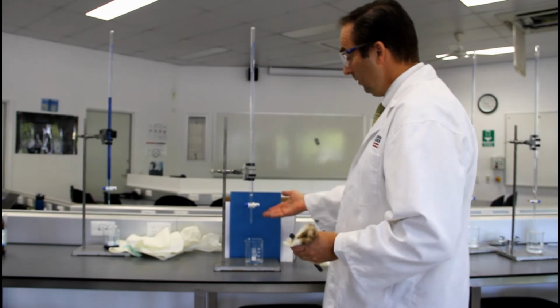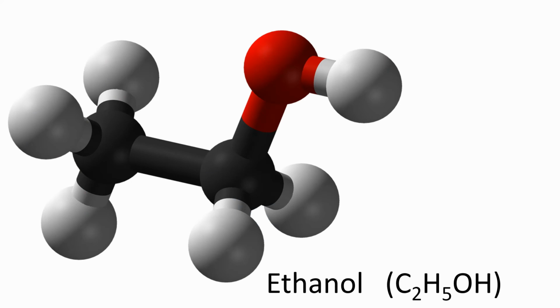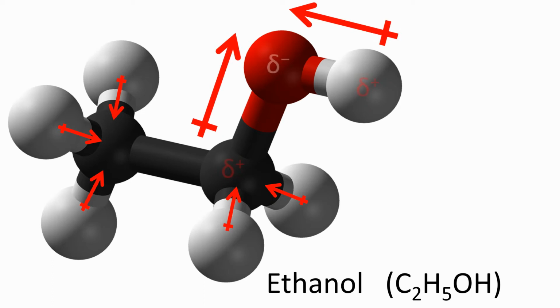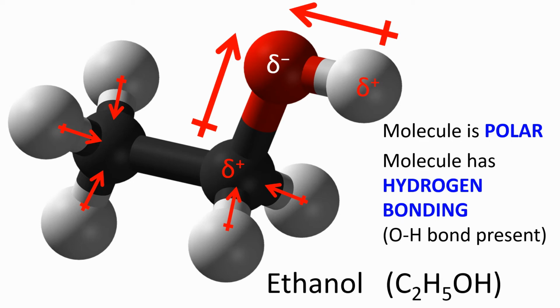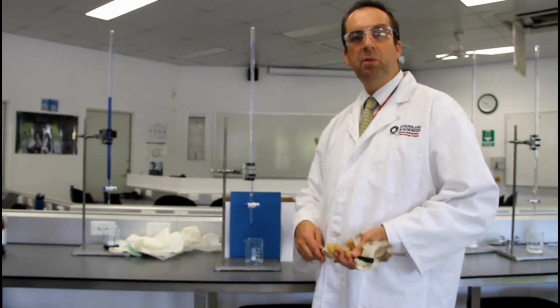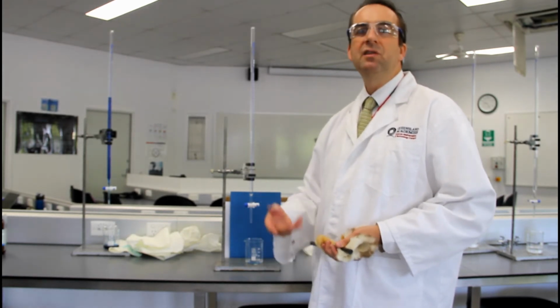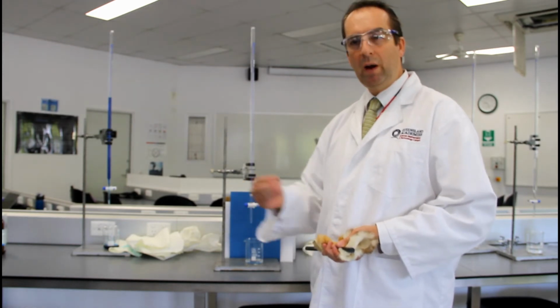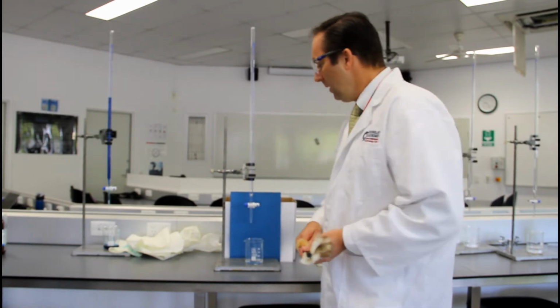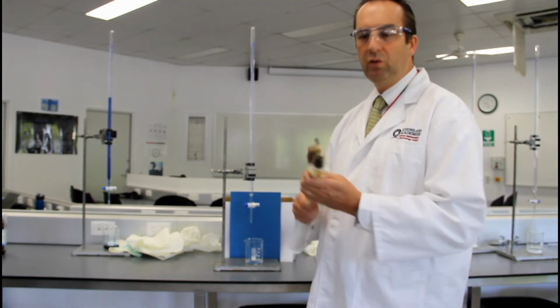The next chemical I've got here is ethanol. Ethanol has this structure. If you look at ethanol and arrange its bond polarities and molecular polarities, you can see it has quite strong polarities, and in fact it has hydrogen bonding around the OH group at one end of the chain. We would expect ethanol, therefore, because it is so polar, to be strongly attracted to the charged rod.